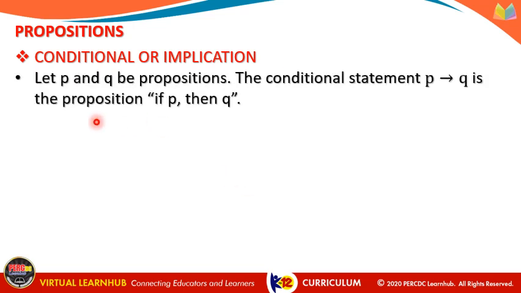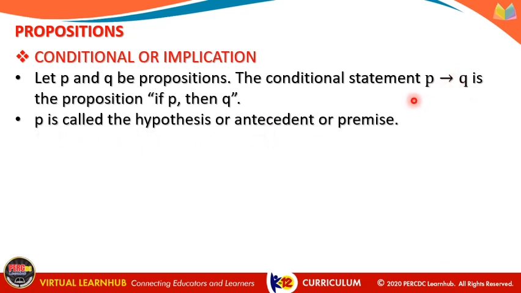Next, we have the conditional, or in other materials, it's called implication. So let's say you have the propositions P and Q. The conditional statement, if P then Q, is the proposition if P then Q. So again, this is the symbol used for conditional propositions. One way of reading it is if P then Q. Now, a conditional proposition has two parts, the P and the Q.